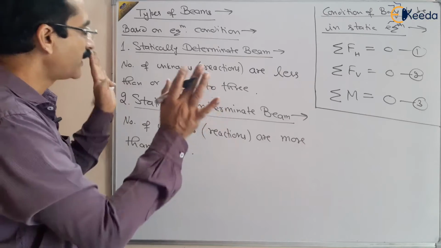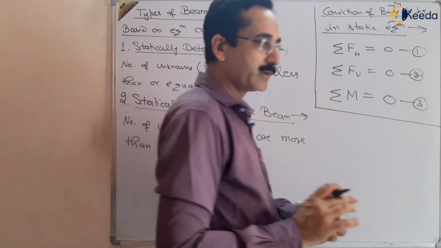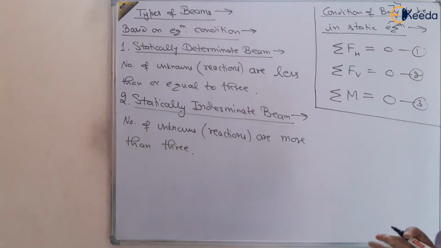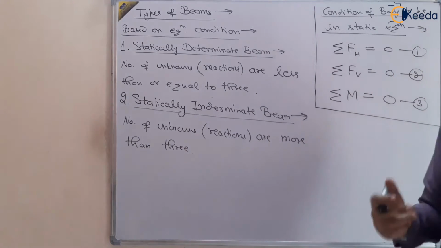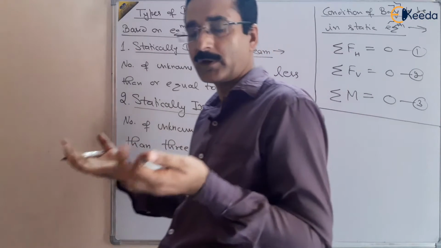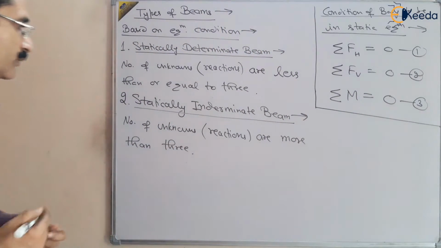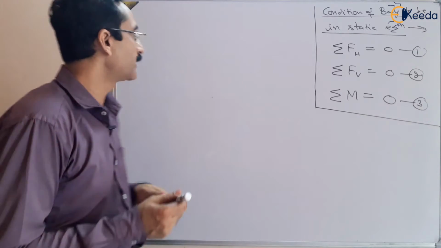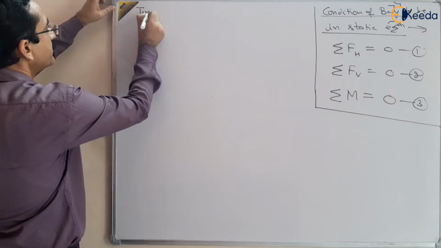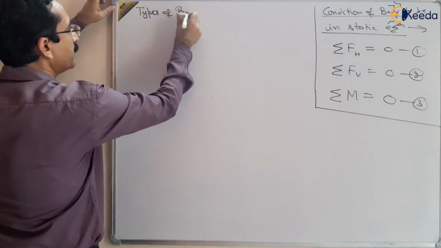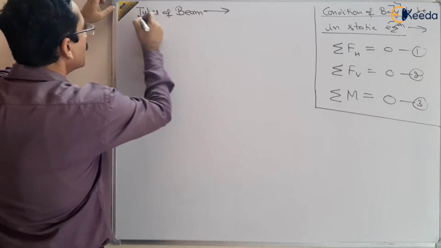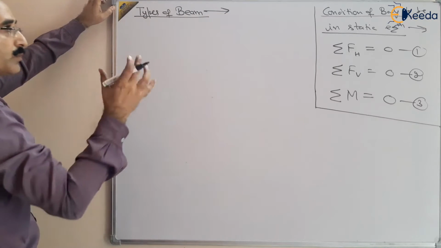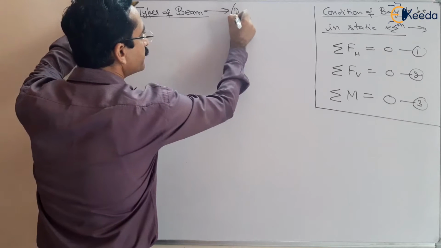So this is the one type of beams, right? Depending on the equilibrium condition of the beam. Another type is depending on the supports. At what supports the beam is carried. So next is the types of beam based on the supports, right? Again we are writing here types of beam depending on the supports.